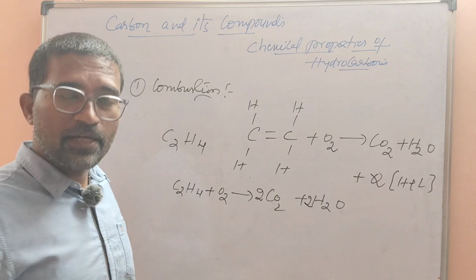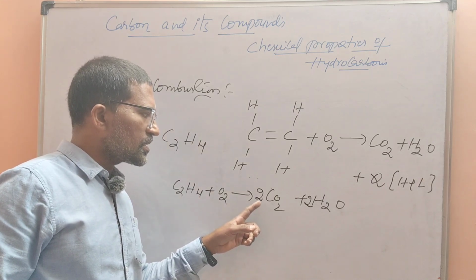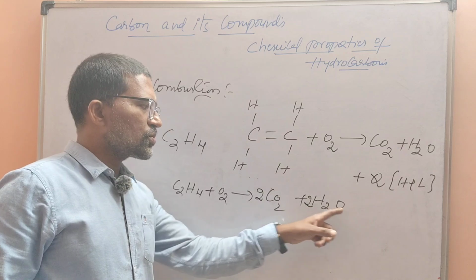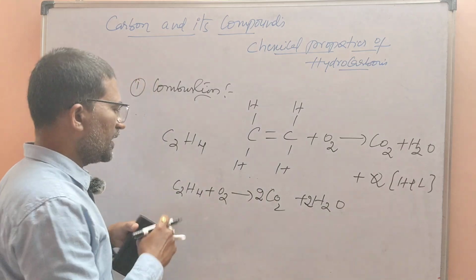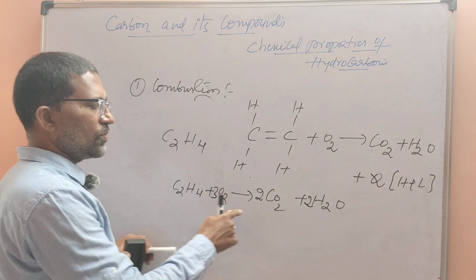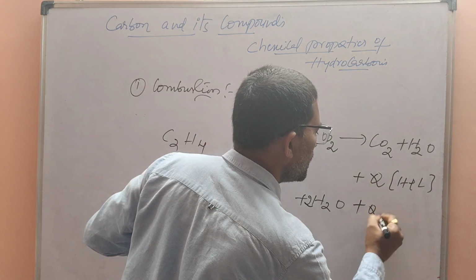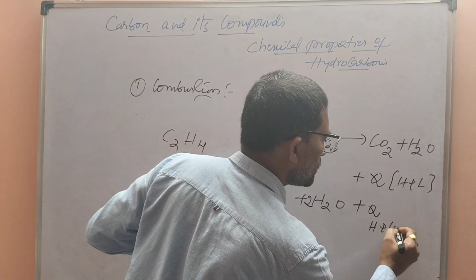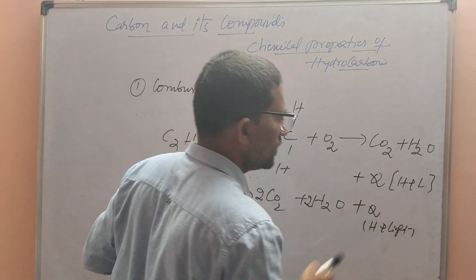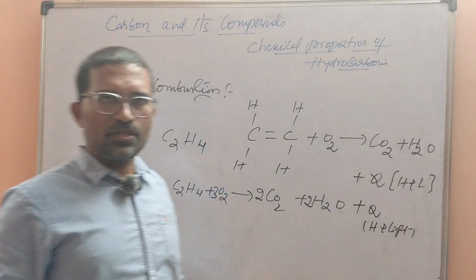I hope you all are understanding this. Next, we need to think about oxygens. In products, how many oxygens did you get? 2 into 2 is 4 plus 2, so 6 are there. Then I will keep a 3 here. That is C2H4 plus 3O2 gives 2CO2 plus 2H2O, with heat and light. Why did I show this with a plus Q? The reason is it is an exothermic reaction.